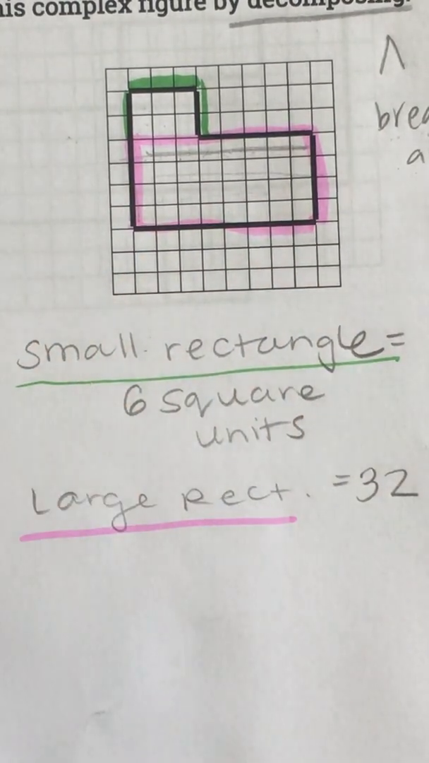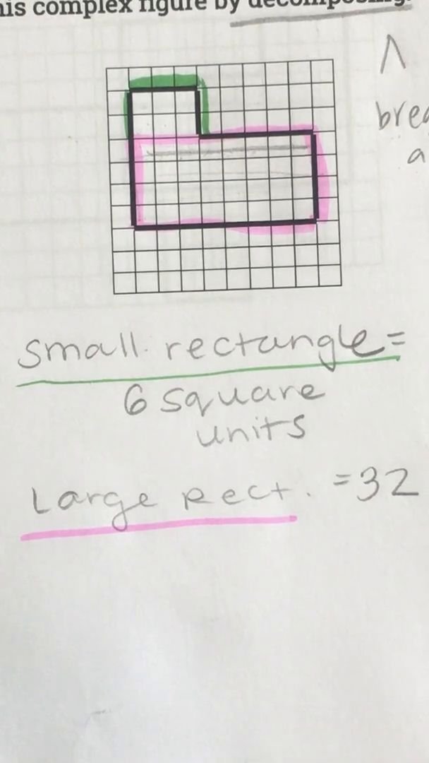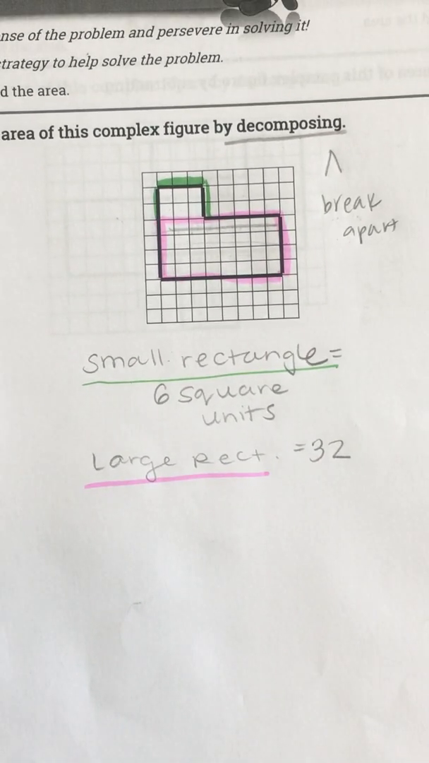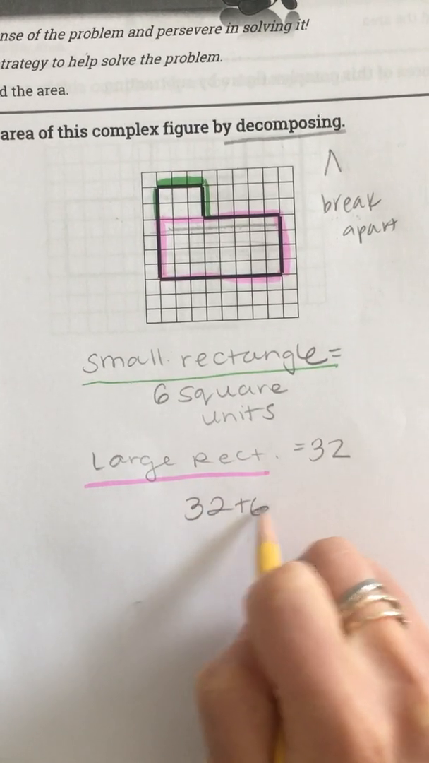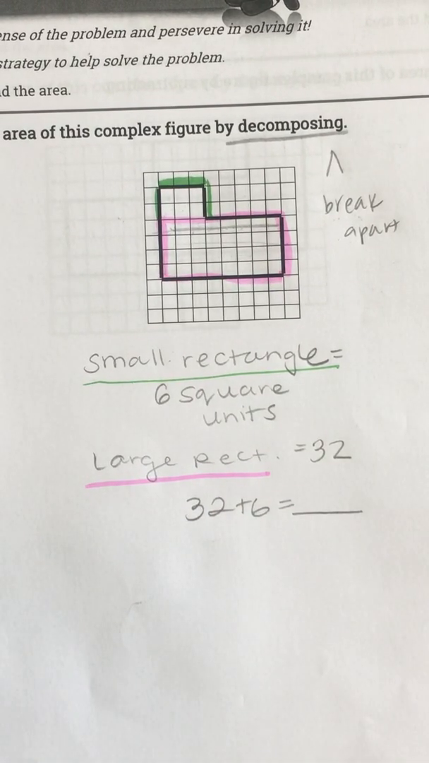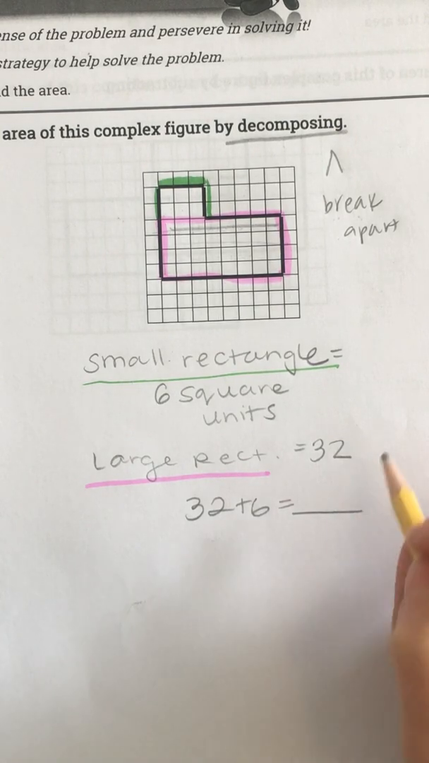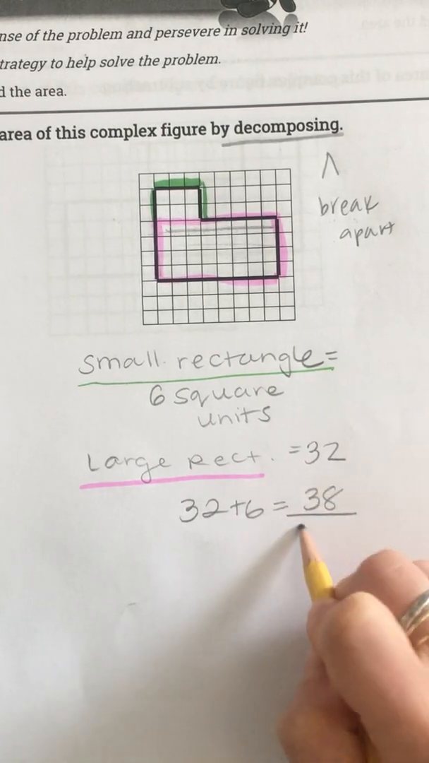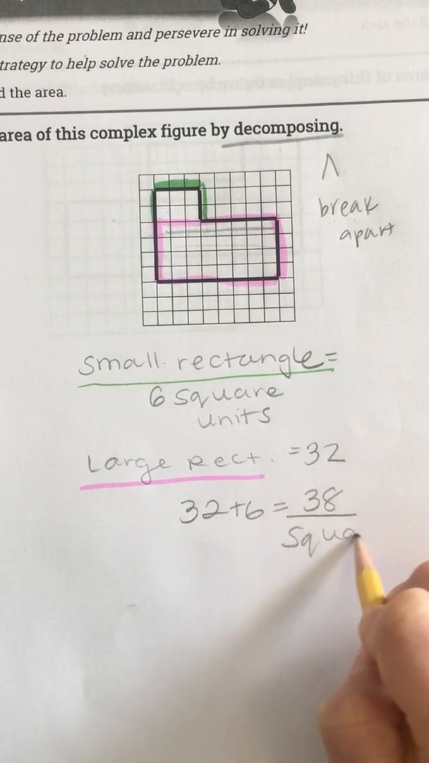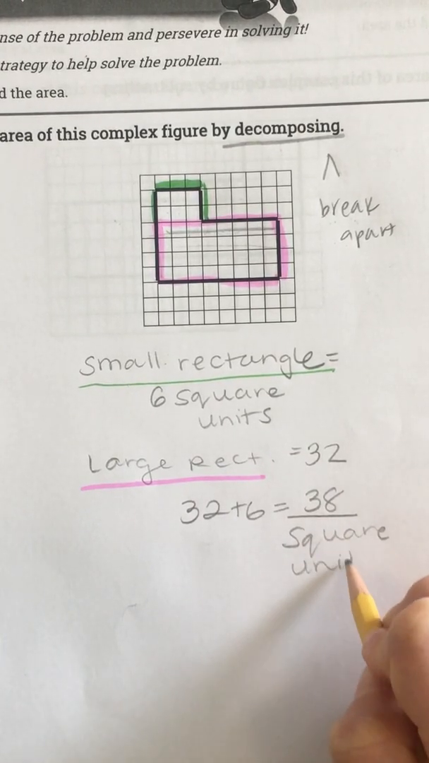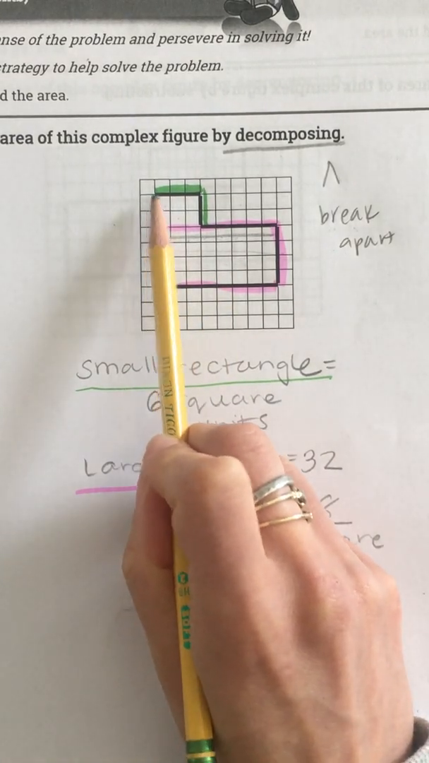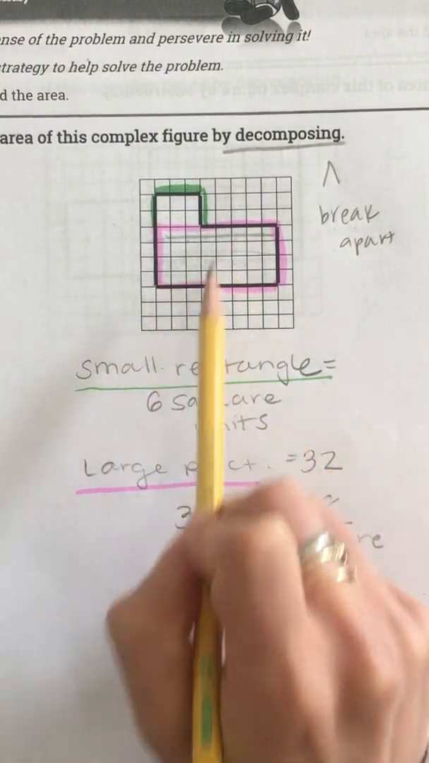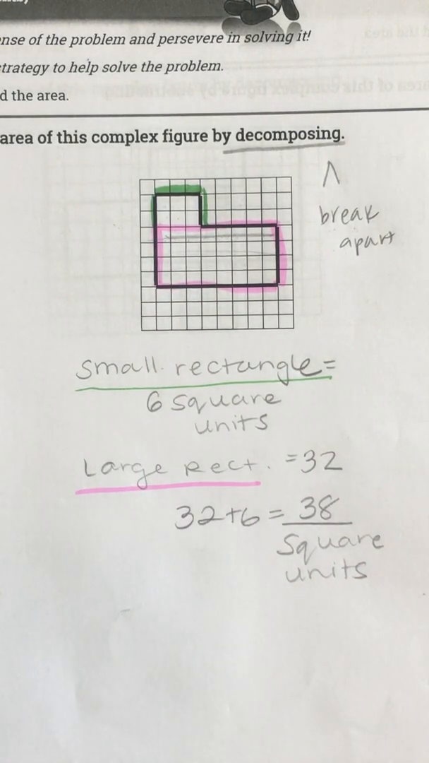But I want to find the total area. So what am I going to do? I'm going to add 6 square units plus 32 square units. 32 plus 6, and I want you guys to think about that for a second. What did you get? You got 38, and make sure you have your unit, square units. So that's how I would find the area of the complex figure by decomposing. Two separate areas, and then add them together.